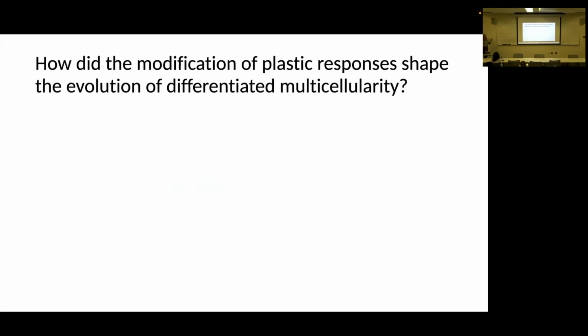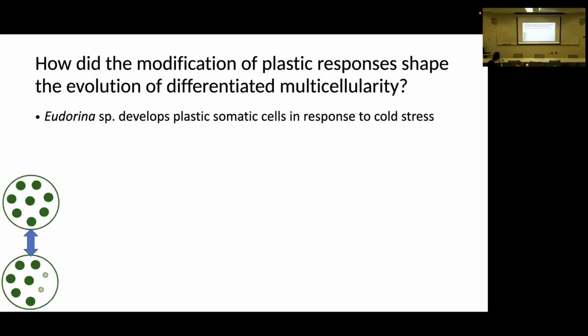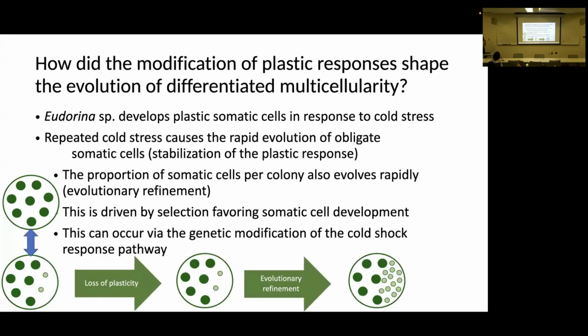All right, so that was a lot. Let's bring this together. So what did we learn about how the modification of plastic responses might have shaped the evolution of differentiated multicellularity? So I showed you that multiple Eudorina species can develop these plastic somatic cells in response to environmental stress, and that the capacity to develop somatic cells is likely ancestral to the EVP clade.